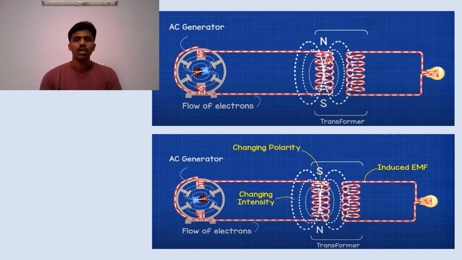Whenever this magnetic field is associated with the secondary coil, it will create a current in it, and this magnetic field will change its polarity and intensity when it is connected to an AC generator. As this magnetic field is associated with the secondary coil, this will also disturb the electrons which are present in the secondary coil and results in the formation of EMF at the secondary coil.